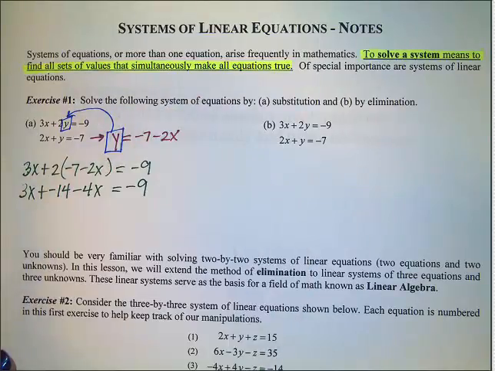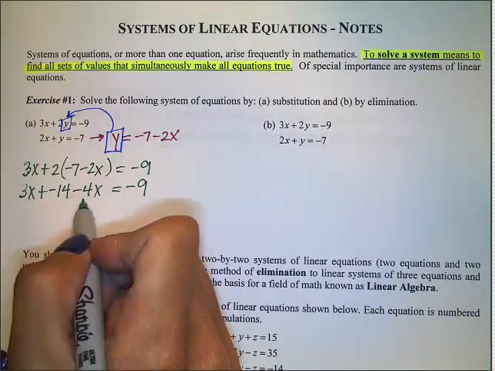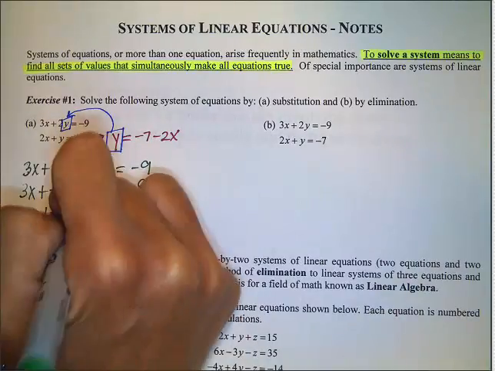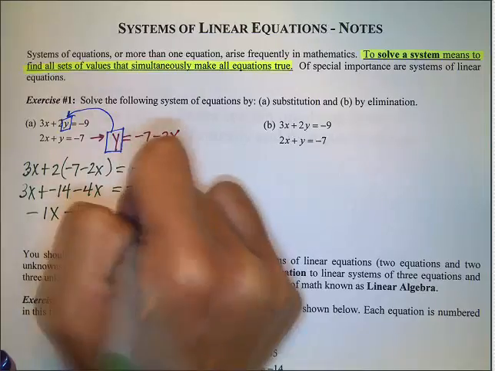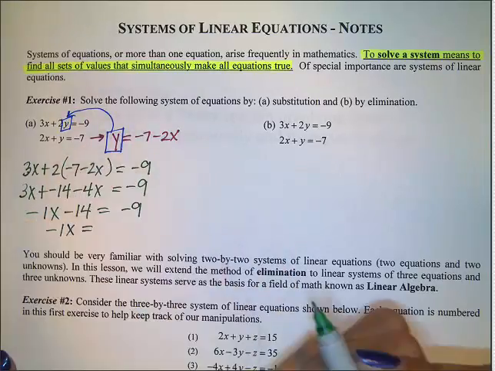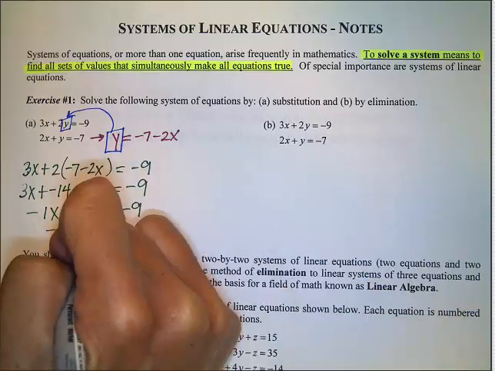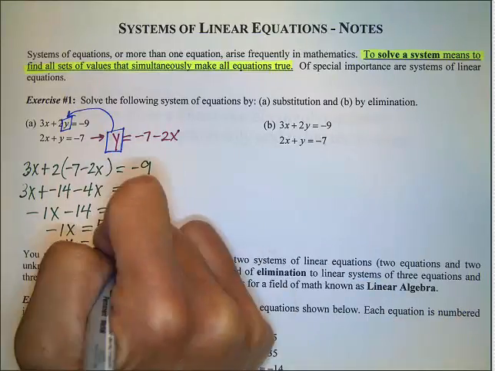I'm going to combine like terms. Those are on the same side. So 3x minus 4x is -1x. Minus 14 equals -9. Add 14 to the other side. So -1x equals 5. Divide by -1, so x equals -5.